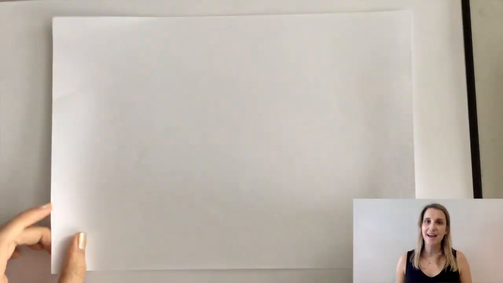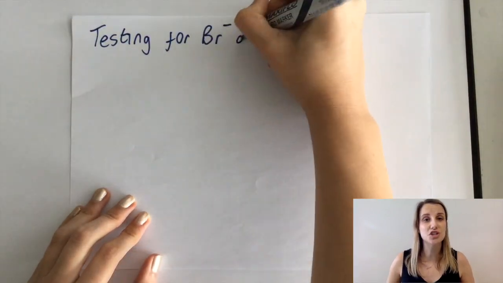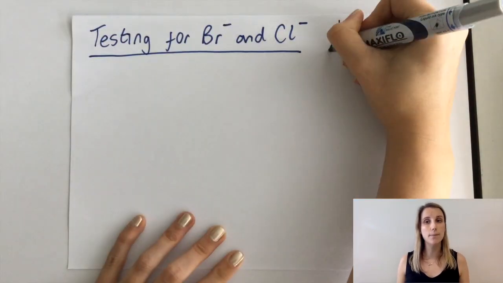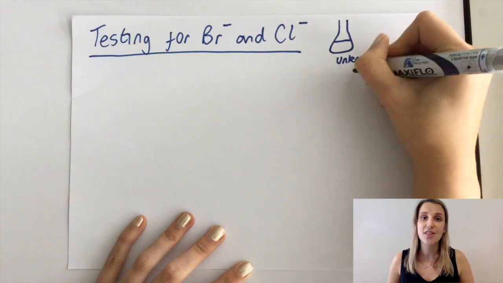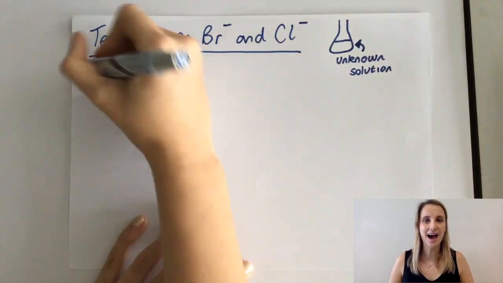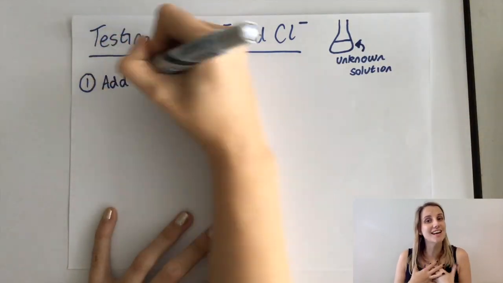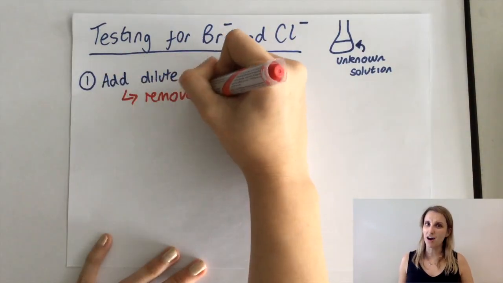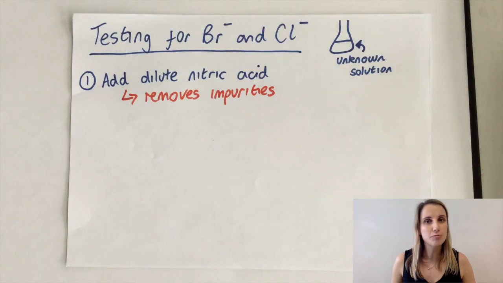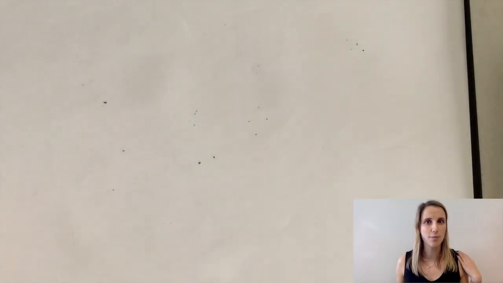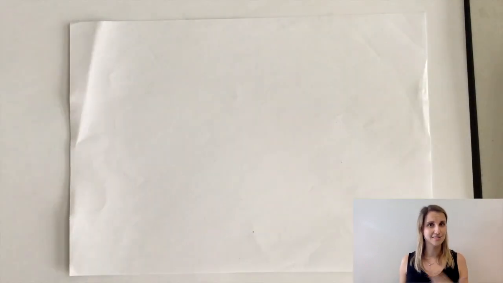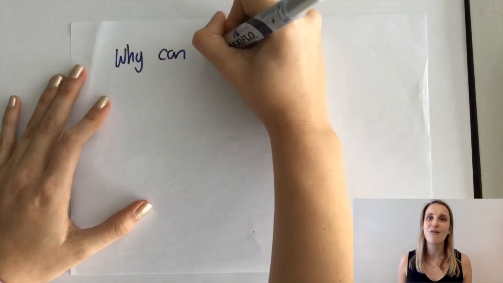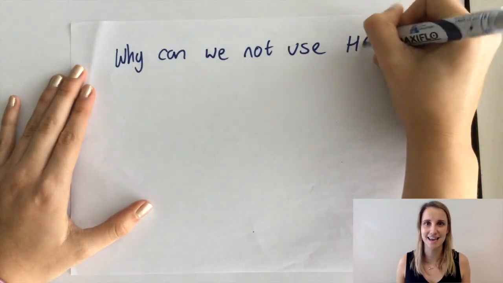So let's check out the equations and how those precipitates actually form. Okay, so here's my unknown solution, and if I'm testing for Br- or Cl-, the first thing that you do is you add dilute nitric acid, just like I did, to remove those impurities. Now, if you're smart and you've been paying attention, then you've probably realized that most of the time I use hydrochloric acid, so you should be saying, hold up, why are you using nitric acid here?